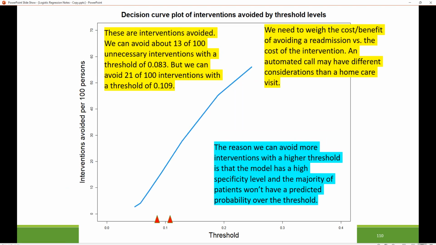We can also look at interventions avoided. So we can see what the cost is, because we're doing a cost benefit, we have that information on interventions avoided as well.